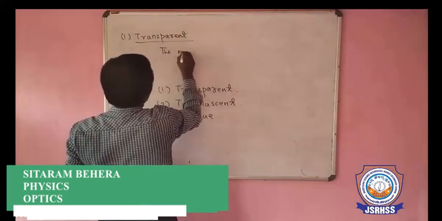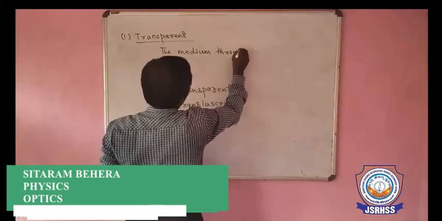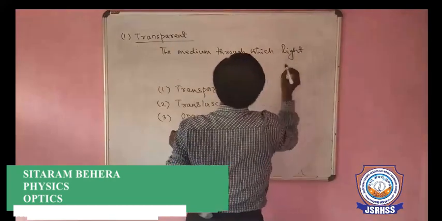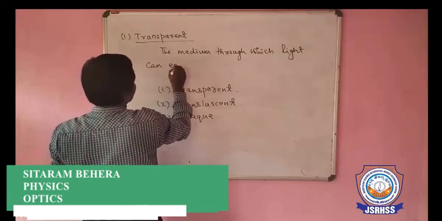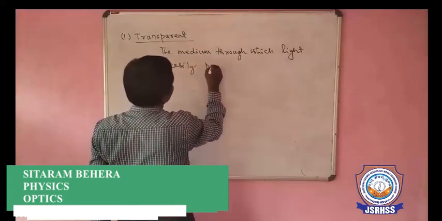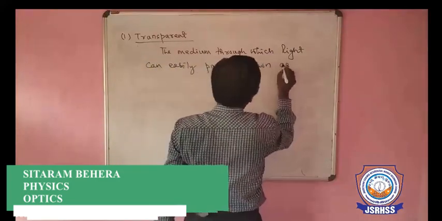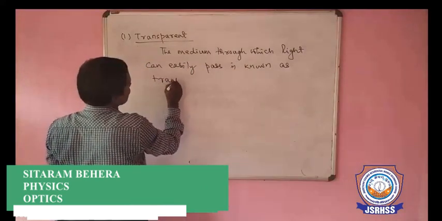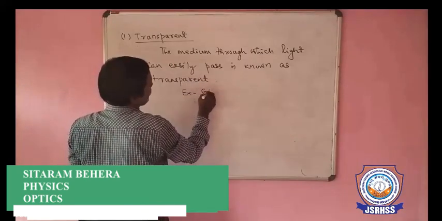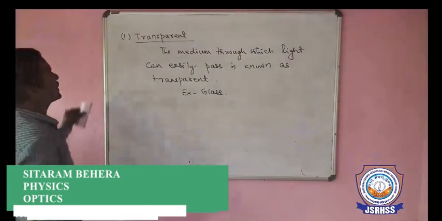The medium through which light can easily pass is known as transparent. Example, glass, stream water.